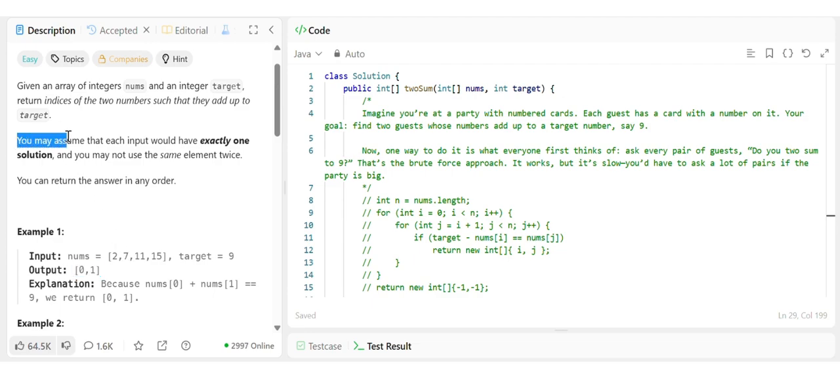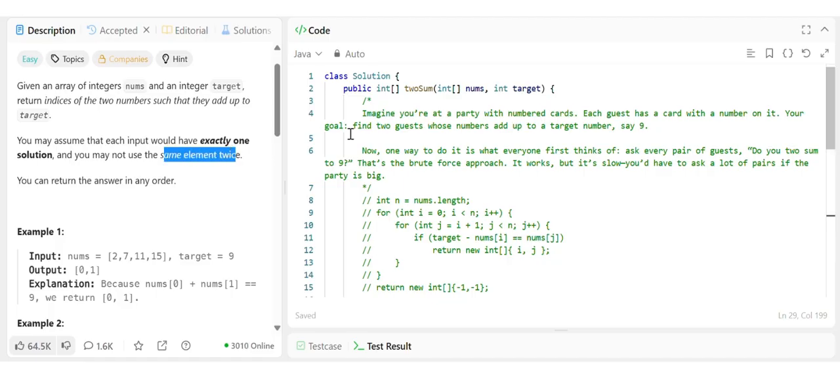We may assume that each input would have exactly one solution. That is, for each nums array given to us, and for each target value given to us, there is exactly one output array of two integers which would represent the positions of the numbers whose sum would add up to the target. And we may also assume that we should not use the same element twice.